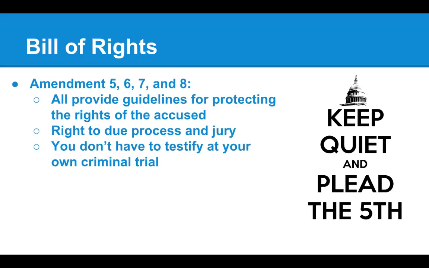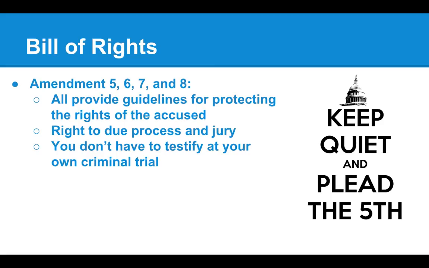Okay, so Amendment 5, 6, 7, and 8 all provide guidelines for protecting the rights of the accused. So if you're accused of a crime, these amendments are really important to understand. You have the right to due process in a jury, meaning you can't just sit around for years in prison. You have to have your case processed in a timely manner, and you have the right to have a jury hear your case, not just a judge. A jury, a group of people, can determine if you're guilty or not.